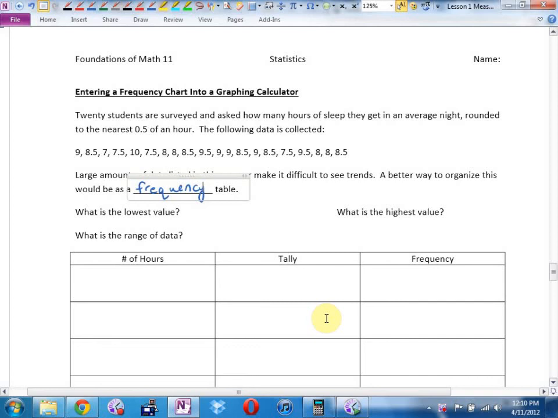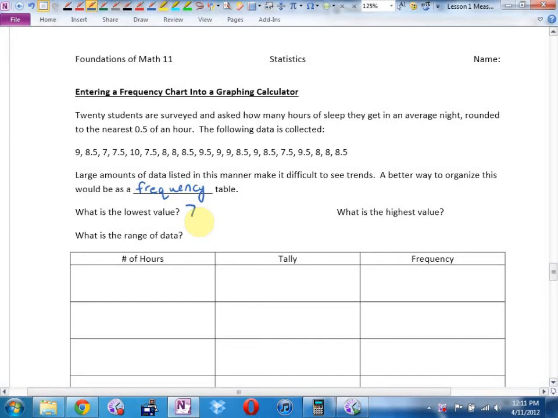Forgot to hit record. So, entering data, picking up where we left off: entering a frequency chart into a graphing calculator. To do a frequency table, look at your overall data and find the lowest value. Is it 6.5? No, 7. Find the highest value. Read. What's the highest value?